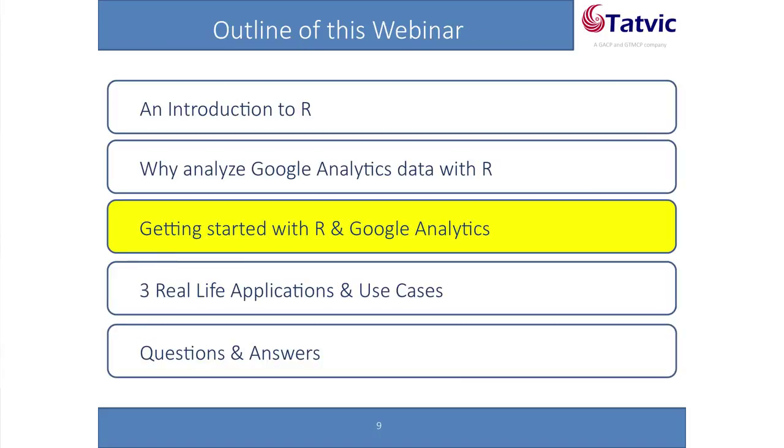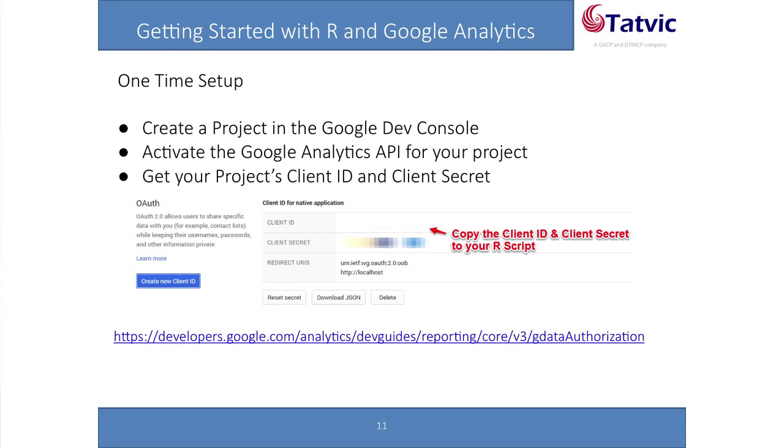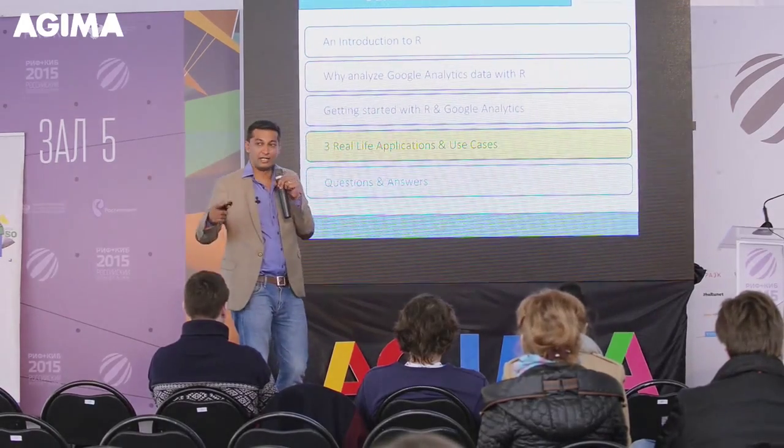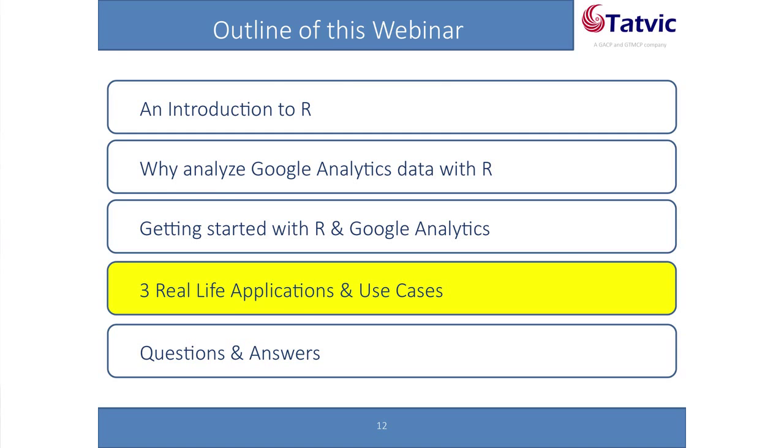Okay, so how do you start? You log into R, and this is a package window where you can search for a package named RGoogleAnalytics. There is a certain process where you have to create an API token on your Google Developer Console. Once you get that token, client ID and client secret, you put it in the R script, and eventually you start getting the data in R. I'll go there and show it to you as well in the next use case.